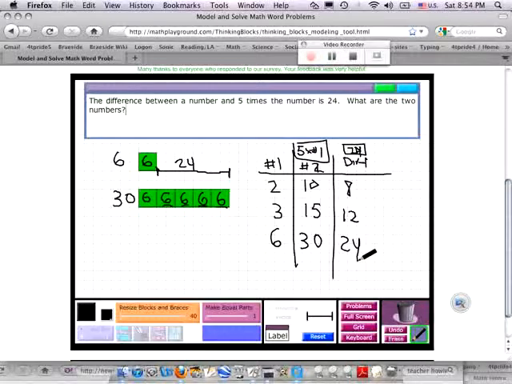Just to refresh you on some algebra, there will be a couple problems like this on the test. Not too tricky, but choose your strategy and be comfortable using the blocks with it as well.